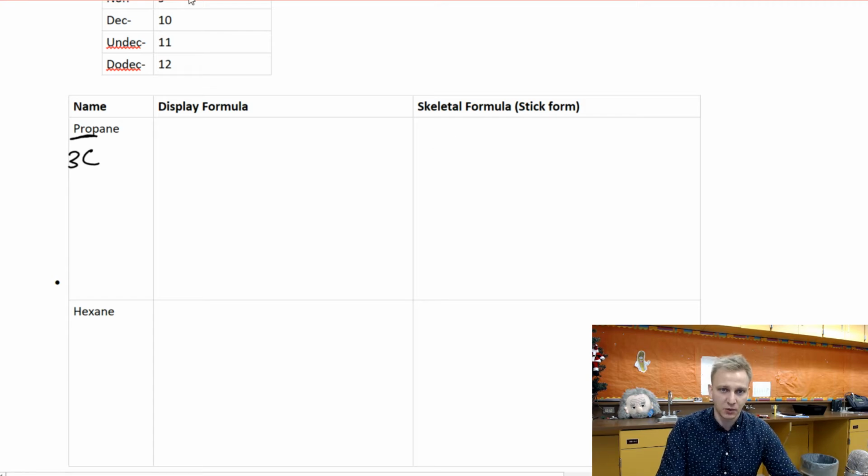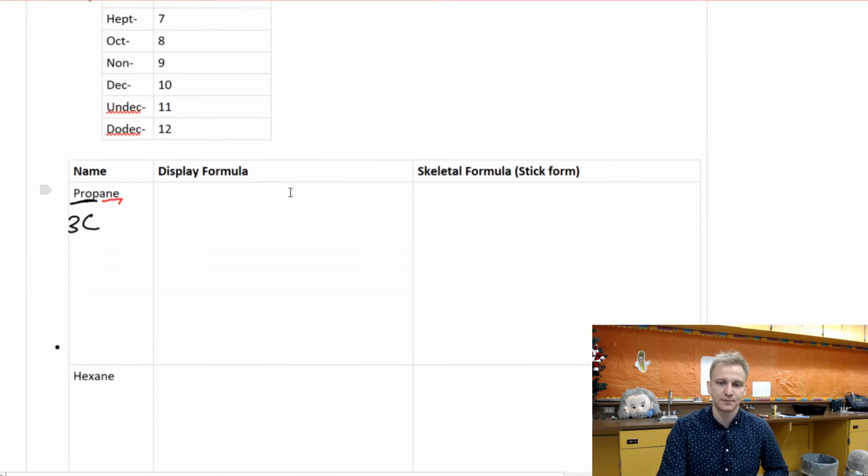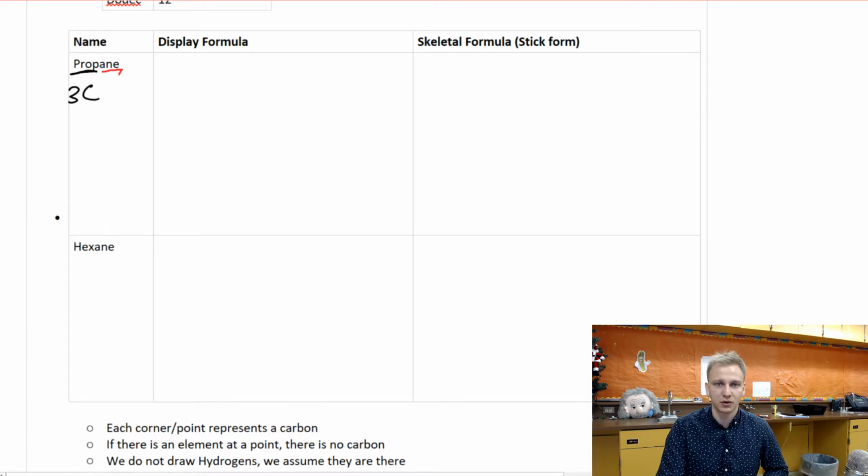The last part of the word, the ANE, if we go back up top here, tells us that if we have an alkane and change the ending of the name to ANE, every single carbon and hydrogen is going to be single bonded. You'll notice I have 2 regions for this. I'm going to show you the 2 different ways that you can draw this.